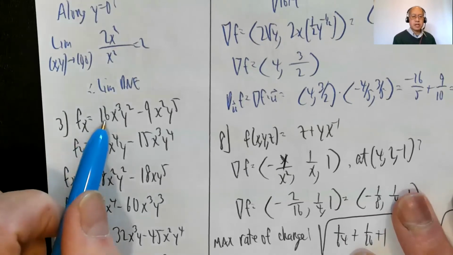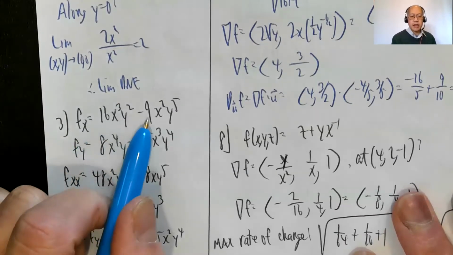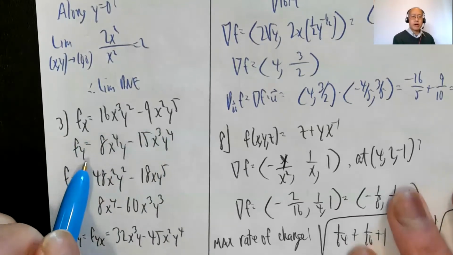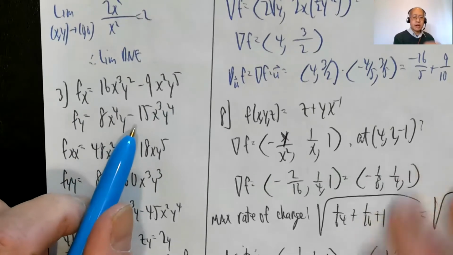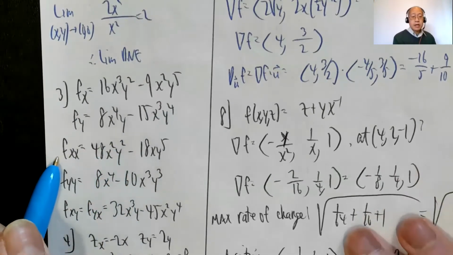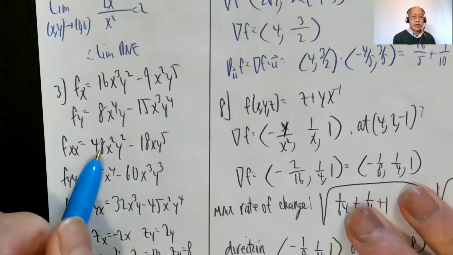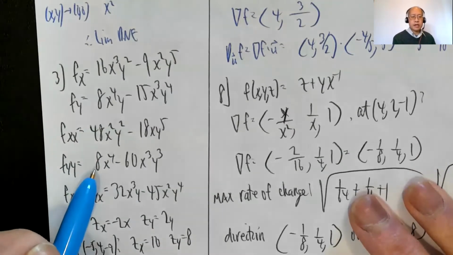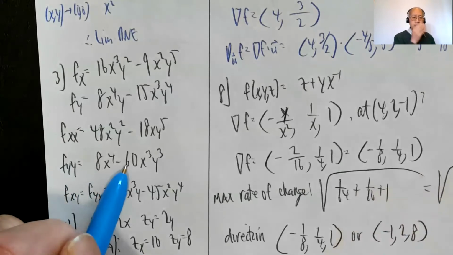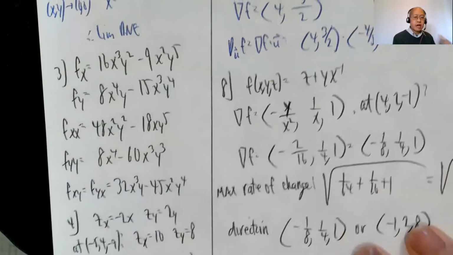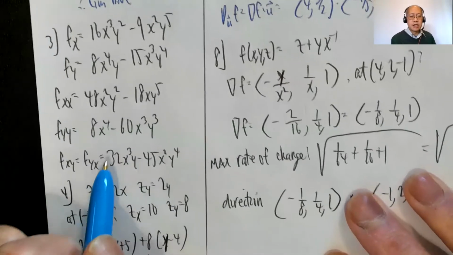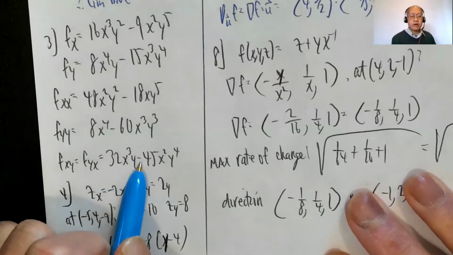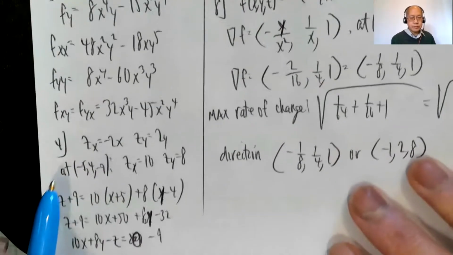Number three, f_x is 16x cubed y squared minus 9x squared y to the fifth. f_y is 8x to the fourth y minus 15x cubed y to the fourth. That means f_xx is 48x squared y squared minus 18x y to the fifth. f_yy is 8x to the fourth minus 60x cubed y cubed. And f_xy, which is the same as f_yx, is 32x cubed y minus 45x squared y to the fourth.